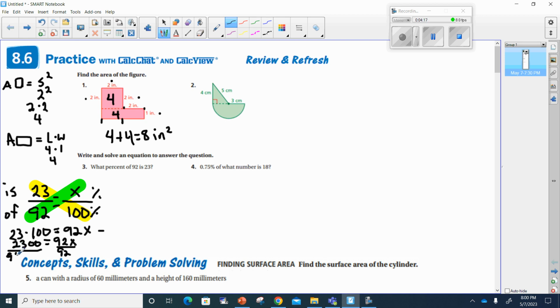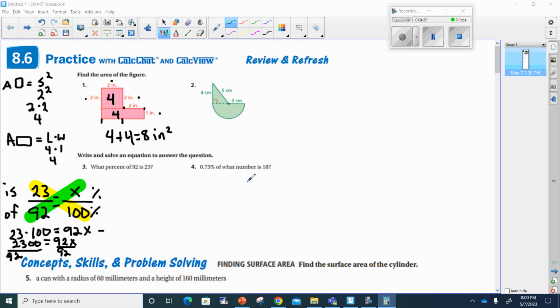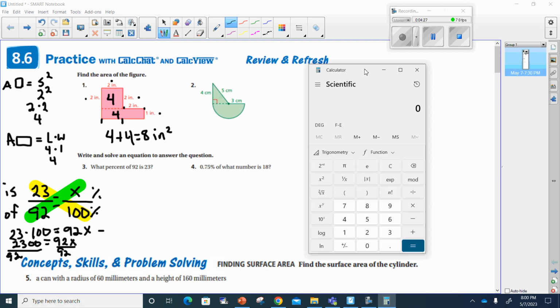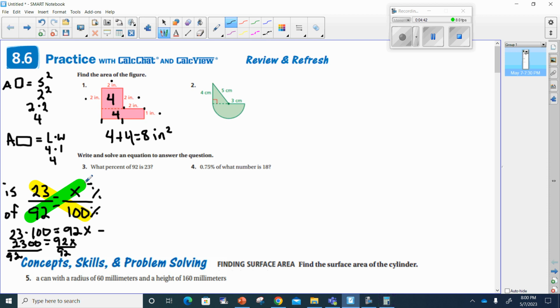This gives me 2,300 divided by 92. And I'm going to get my calculator here to solve that. We've got 2300. Remember, every fraction is a division problem. Divided by 92. This is going to equal 25. So X equals 25.